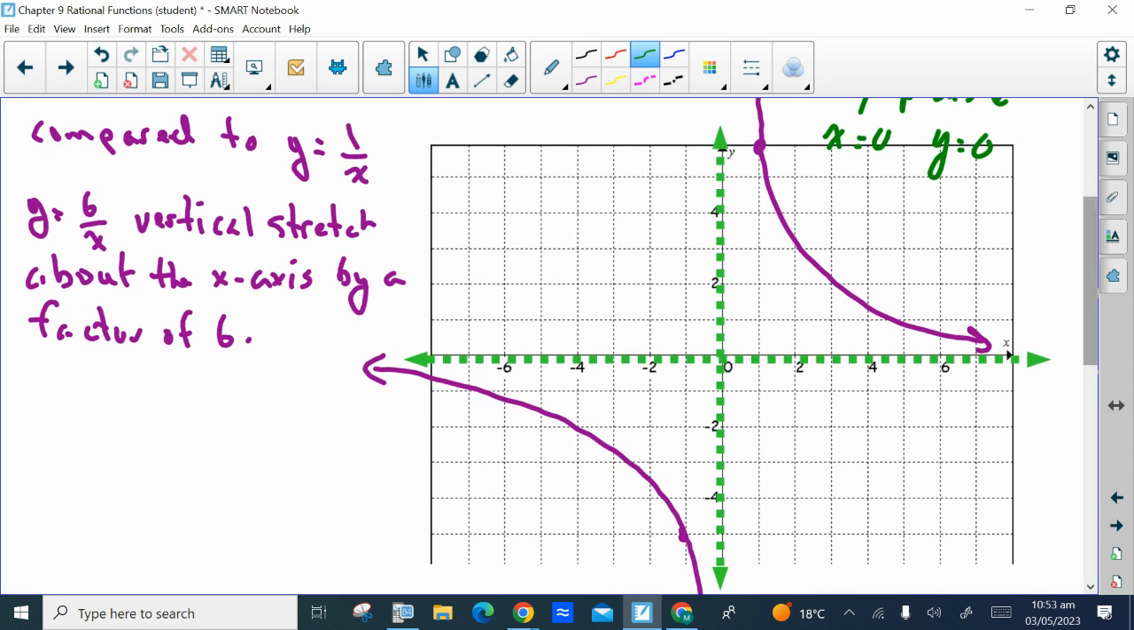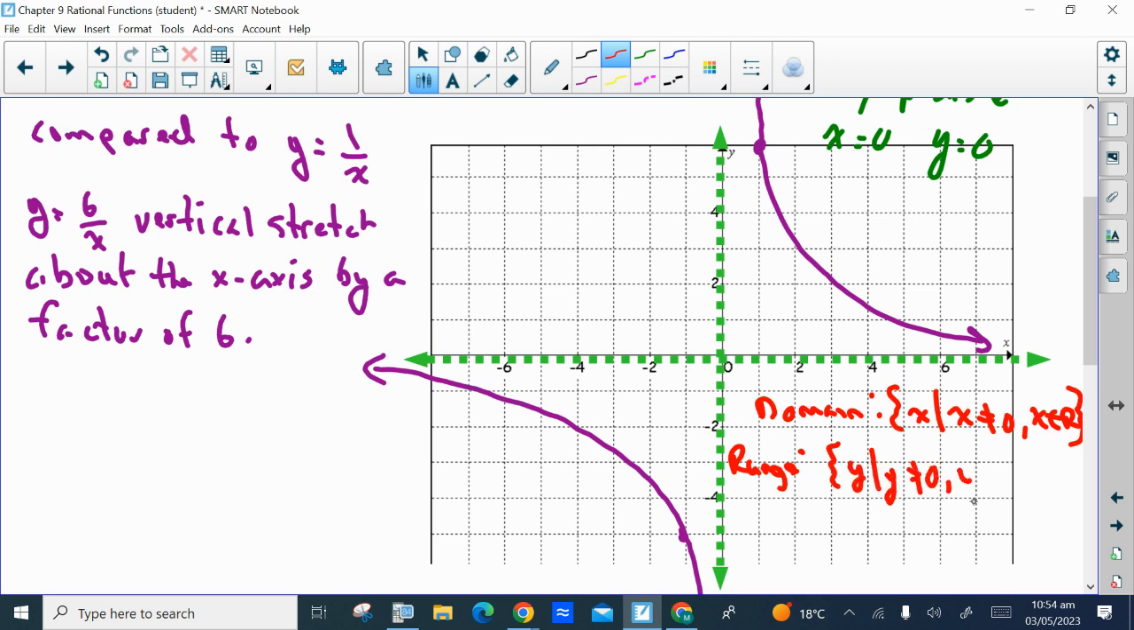We can also do the domain and range of these graphs. Our domain would be all values of x such that x cannot equal 0, but all other real values are part of the domain. Our range would be all values of y such that y cannot equal 0, but all other real values are part of the range. So I did that one with set notation.